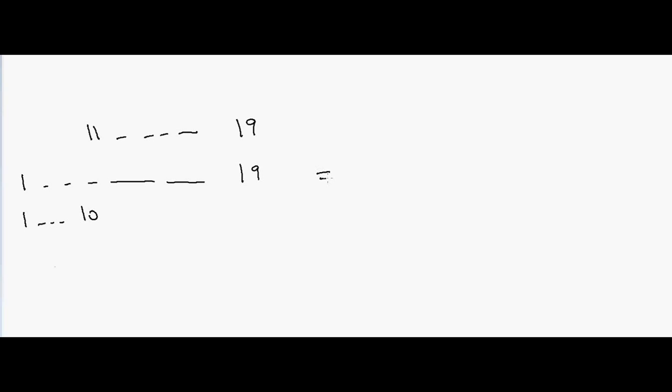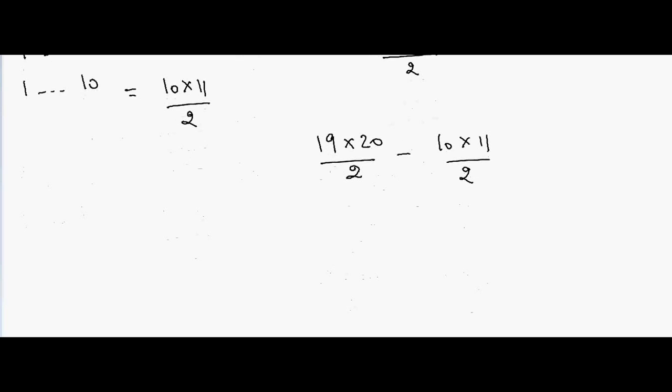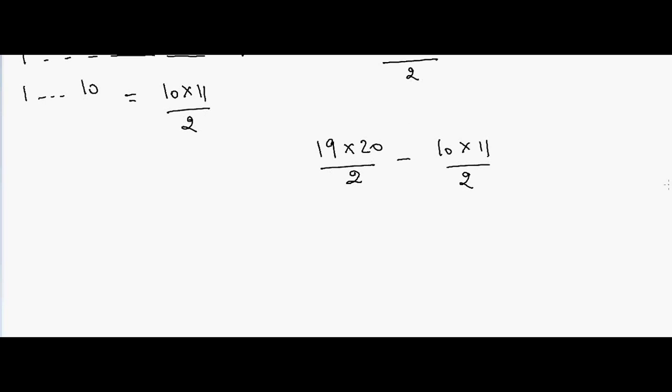So 1 to 19 will be equal to 19 into 20 divided by 2, and 1 to 10 will be equal to 10 into 11 divided by 2. If I subtract both, that will be equal to 19 into 20 divided by 2 minus 10 into 11 divided by 2. So that's how I can do the addition in sequences which do not start from 1.